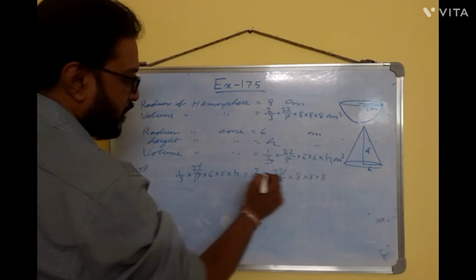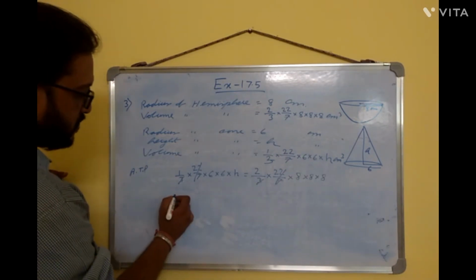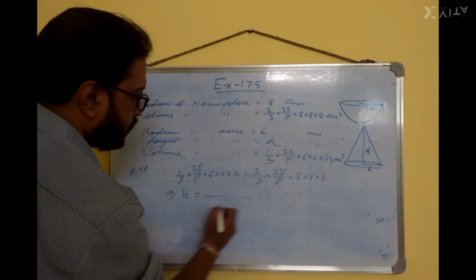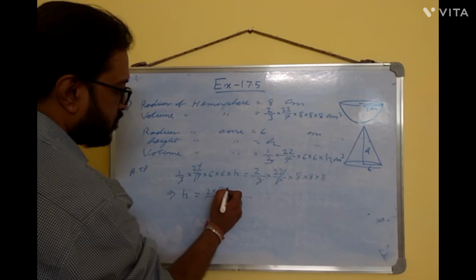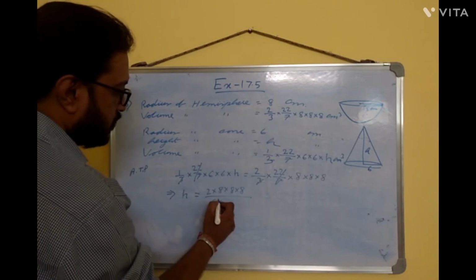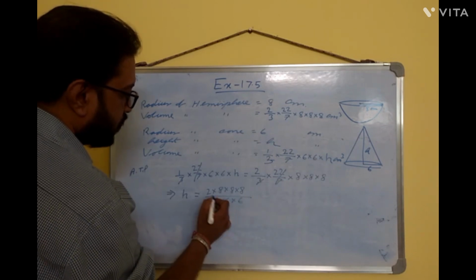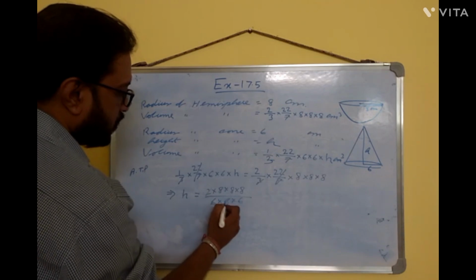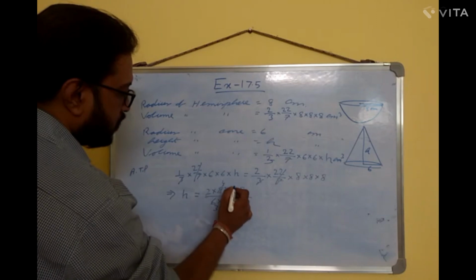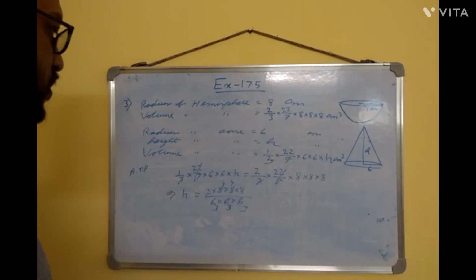So again, pi cancels, the 3 from the bottom cancels. So what is left with me? h equal to 2 into 8 into 8 into 8 by 6 into 6 into 6. This is left with me. We need to do the calculation now. 3, 3, 4, 3, 4. So this is my calculation. We need to calculate it.